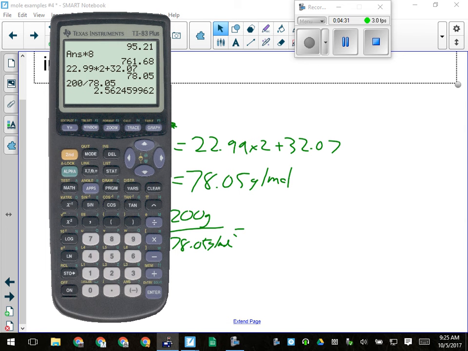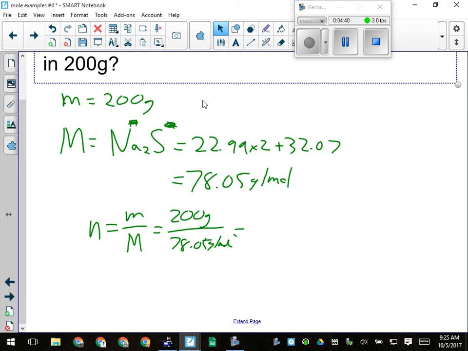Here's where we want to keep all the decimals. I'm only going to write 2.56 moles here, but I'm going to keep all of the other decimals in my calculator. So I've got 2.56 moles, and what number do I need to go with that in order to get the number of molecules? I need Avogadro's number. Am I multiplying or dividing? Multiplying, because I have more than Avogadro's number here. I have 2.56, so I'm going to multiply there.